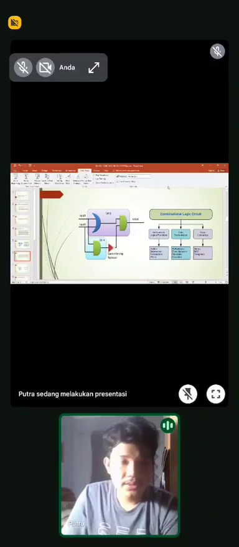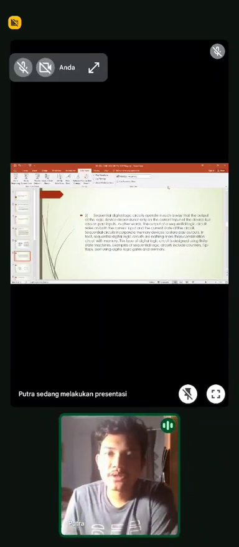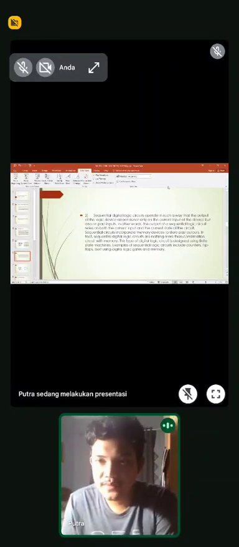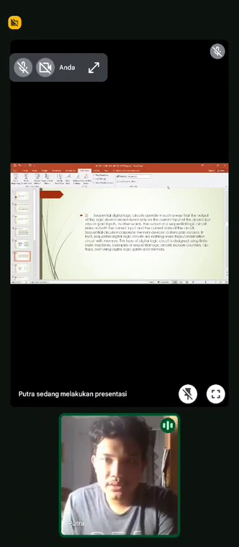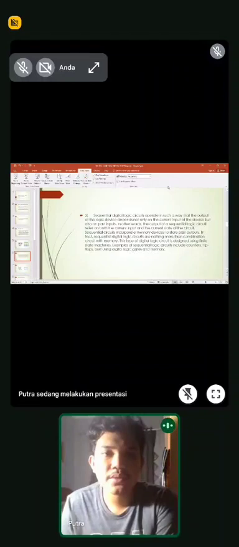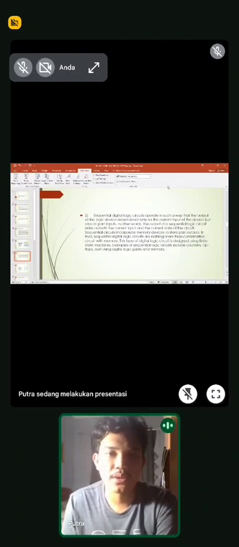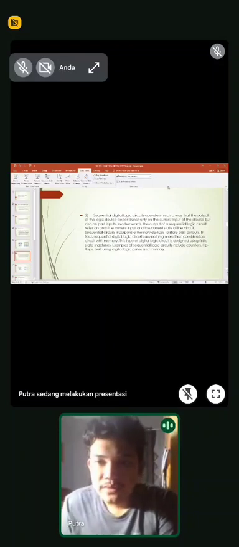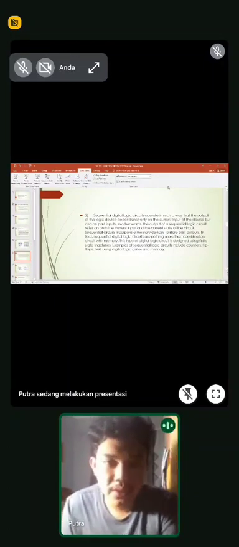Okay, next number two, sequential digital logic circuits operate in such a way that the output of the logic device depends not only on the current input of the device, but also on past input. In other words, the output of a sequential logic circuit relies on both the current input and the current state of the circuit. Sequential circuits incorporate memory devices to store past output. In fact, sequential digital logic circuits are nothing more than combinational circuits with memory.